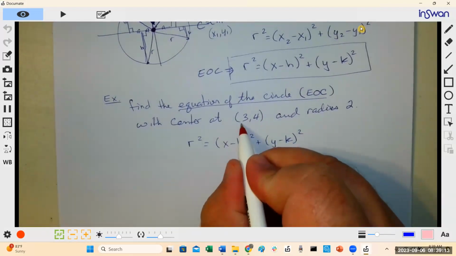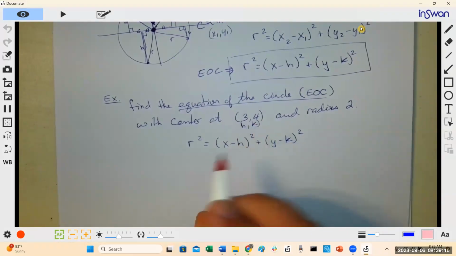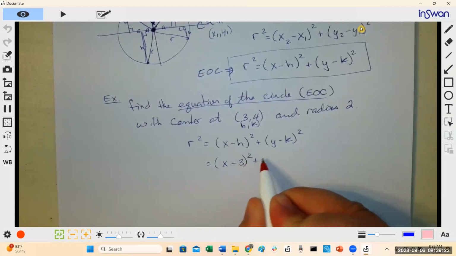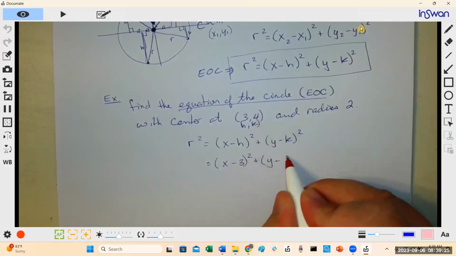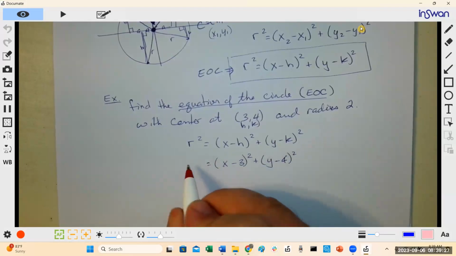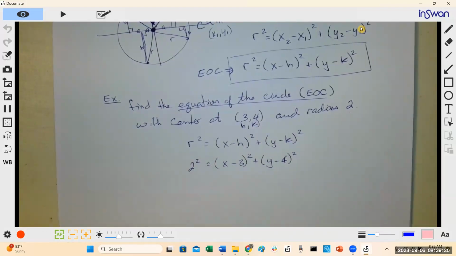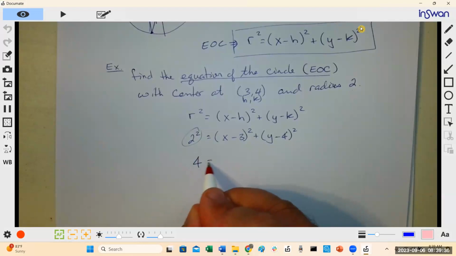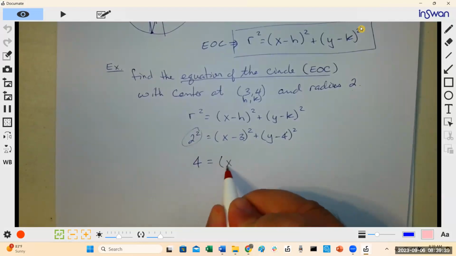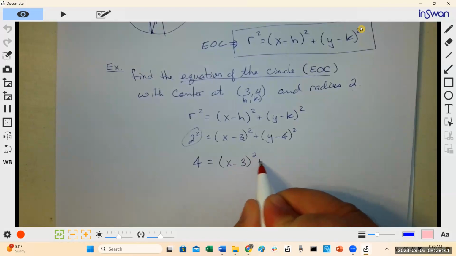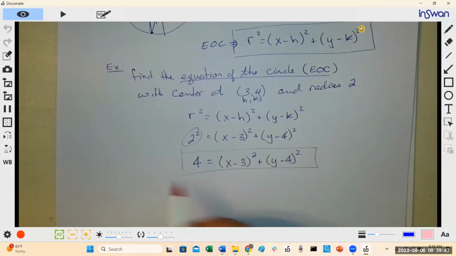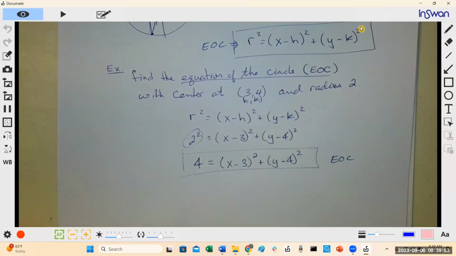The center, remember that's (h, k). h is positive 3, and k is positive 4. And the radius is 2. So the only thing we can do is 2 squared is 4. And the rest, just leave it alone. And there's your formula. That's your equation of the circle (EOC) at center (3, 4) and radius 2.